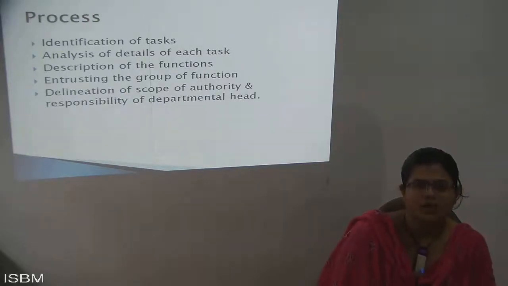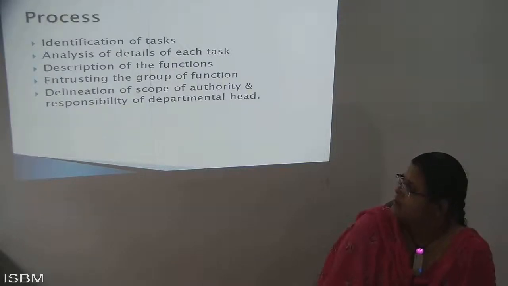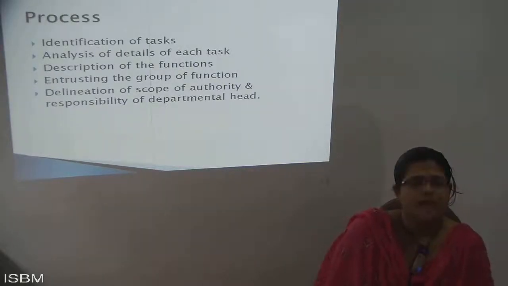It means what things are to be done, how they are to be done, and what to do. These are the ways I need to plan each and everything. I need to organize that, and that thing should be done. Then afterwards, entrusting the group of functions means the group of people are made to follow the process, that the group of people should be involved in that function.